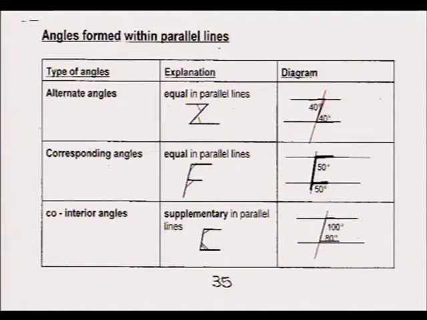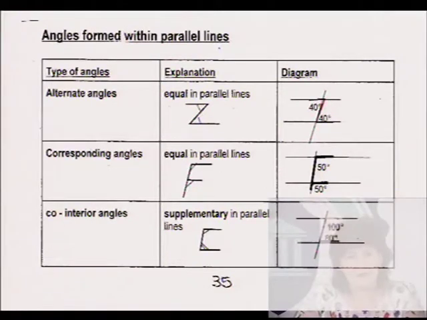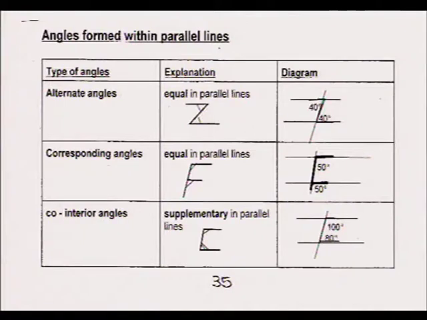The angles formed within parallel lines, we get alternate angles. There you can see the diagram of equal angles in parallel lines. Those 2 angles will be the same size. Corresponding angles, they are equal in parallel lines. And co-interior angles, supplementary in parallel lines. For example, 100 plus 80 will give you 180 degrees. And you have to study this.